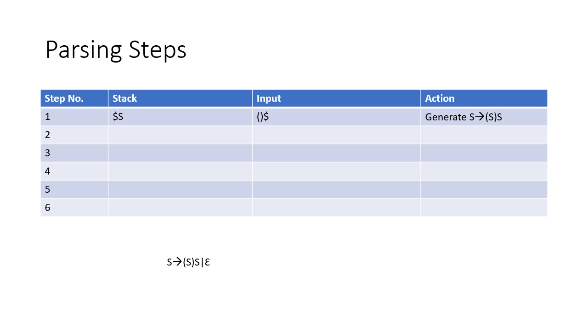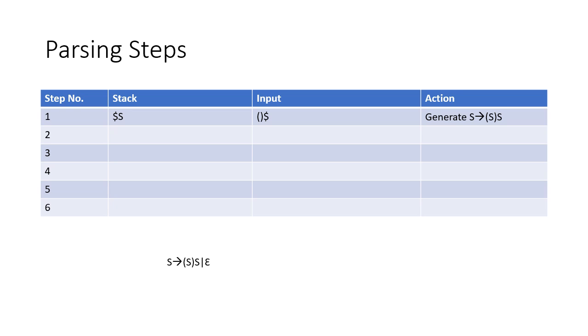And what is the input that I'm going to be parsing? It is this: opening parenthesis, closing parenthesis. A simple one. And the end of the input is marked with the dollar. So now if you see the element at the top of the stack, everywhere you see this dollar, this is the bottom of the stack and this is the top of the stack. So at the top of the stack we have a non-terminal S. So that means we have to apply a generate action. So which generate action will we use?